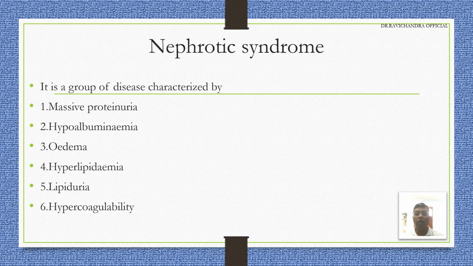There will be no hematuria in nephrotic syndrome. This is the main difference between nephrotic and nephritic syndrome. So, massive proteinuria, hypoalbuminemia, edema, hyperlipidemia, lipiduria, and hypercoagulability are the features of nephrotic syndrome.